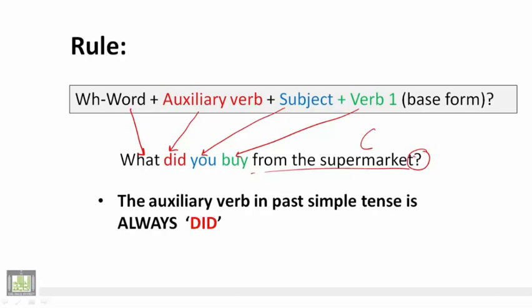Now we have a very important remark to make here: the auxiliary verb in past simple tense is always did.